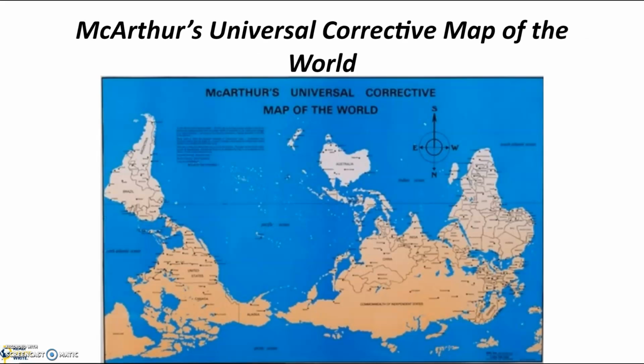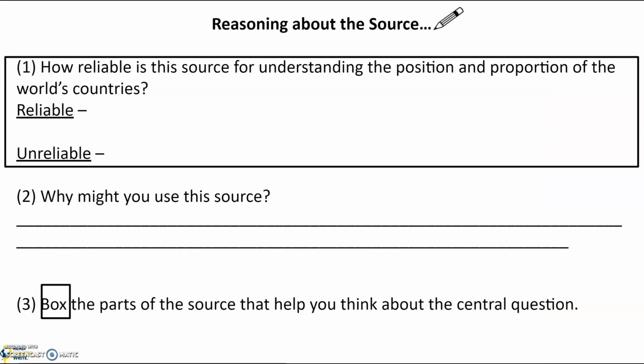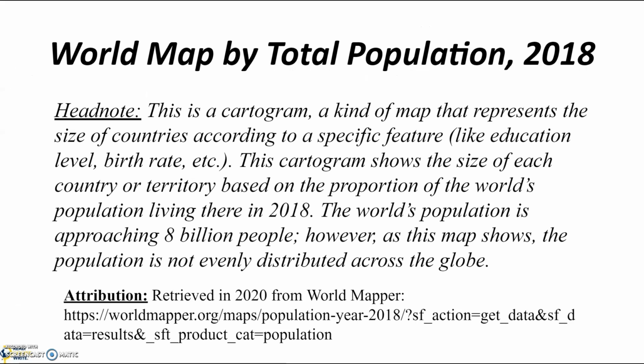This is Macarthur's world map. So he put the south on the top and the north on the bottom. And it focuses around South America and Africa. It's upside down. It's the reverse of what we use today. How reliable? What might you use this source for? And box the parts that you think will help.